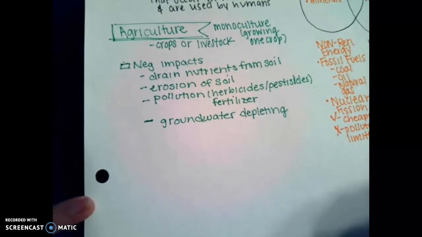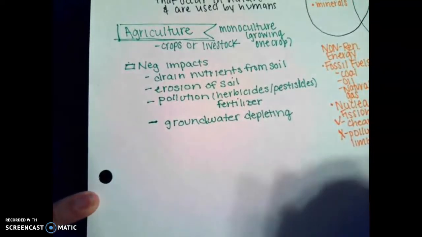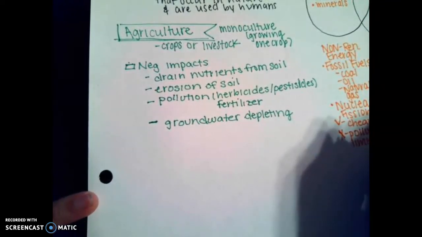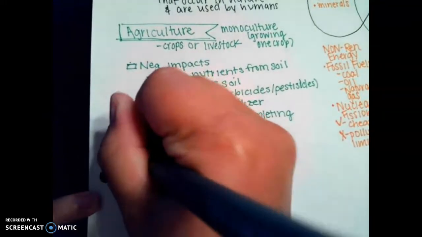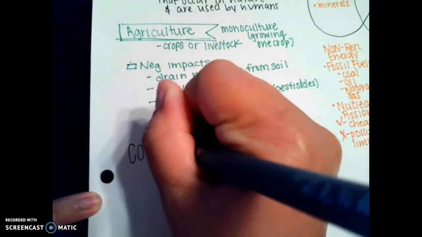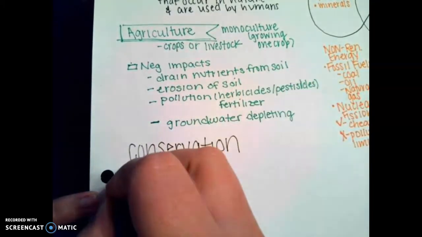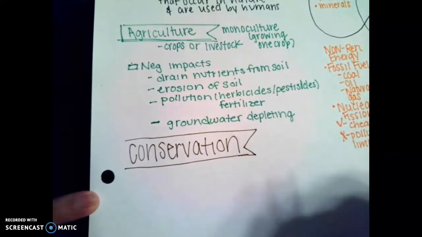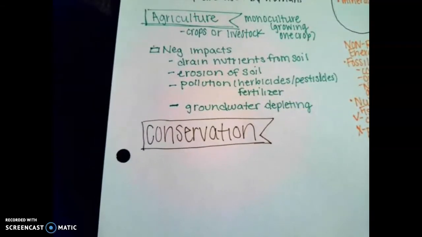So in our last lecture, we learned that humans are causing all kinds of negative impacts on the lithosphere. For the rest of the lecture, we're going to learn about how humans are coming up with innovative ways to lessen these impacts. So we're going to call this last section conservation. One of the most awesome things that we learned about was agroecology.